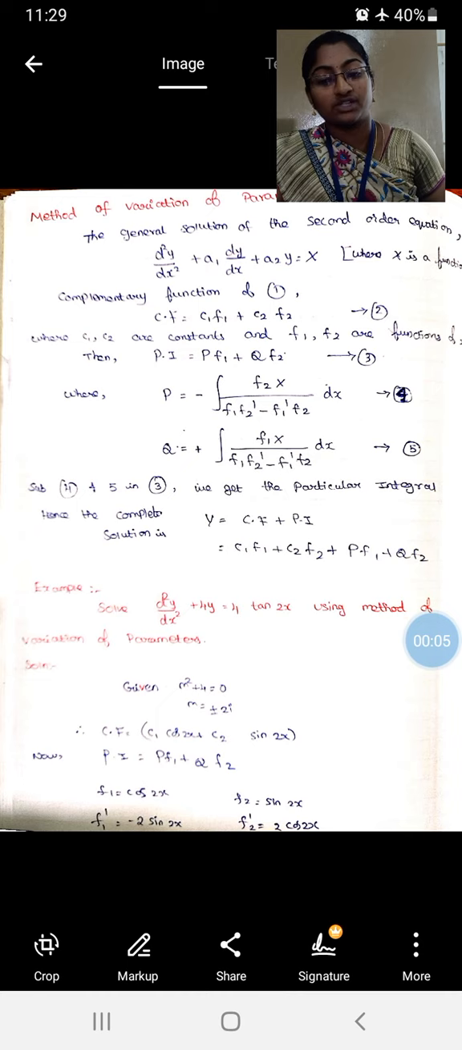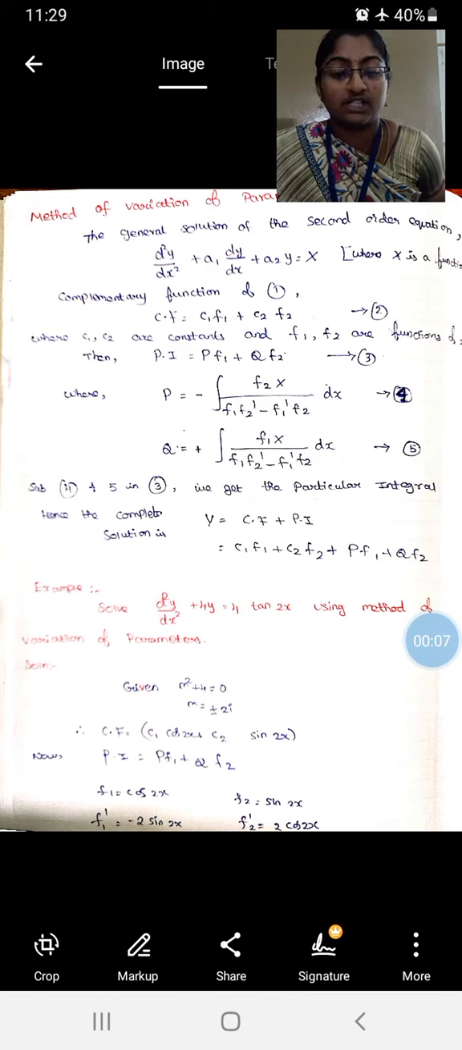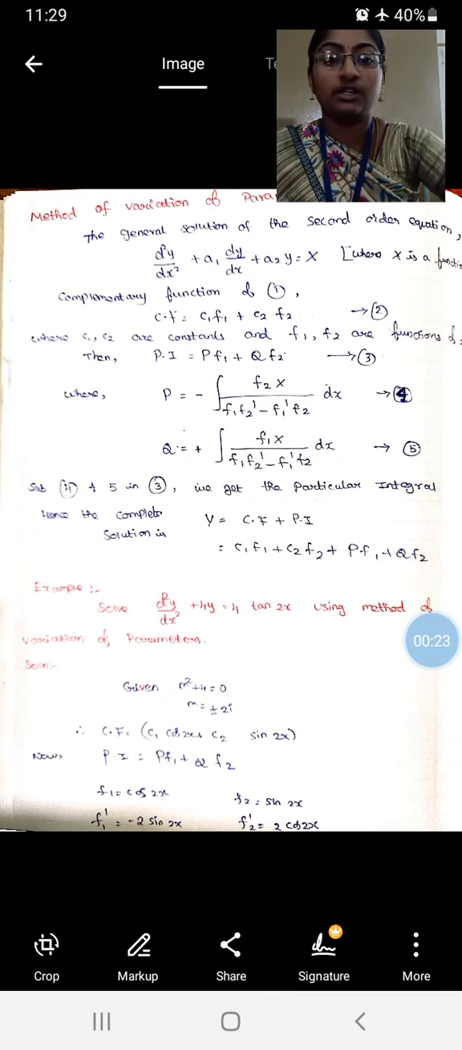Good morning, all. In our last class, we saw ordinary differential equations. In that, we saw linear differential equation with constant coefficient. In today's class, we are going to see linear differential equation with variable coefficient. In constant coefficient, we usually find complementary function and particular integral. First of all, we will see the method of variation of parameters.